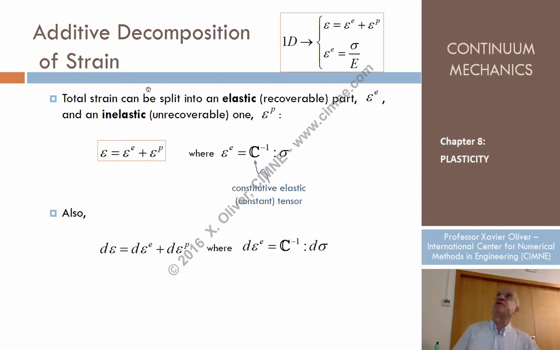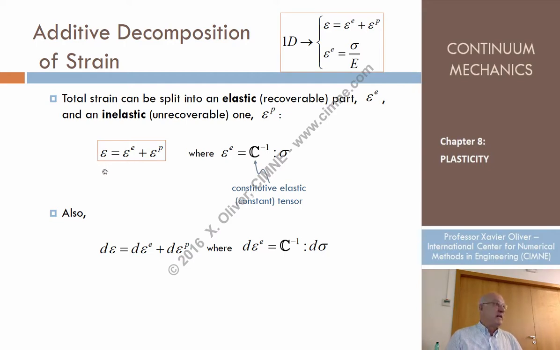So, first ingredient, the additive decomposition of the strain. We remember in 1D, we decompose the strain into the elastic part and the plastic part, where the elastic is defined as the one following the standard Young modulus, the standard elastic constitutive law. So the strain is equal to the stress divided by the Young modulus. Okay, we do the same in 3D.